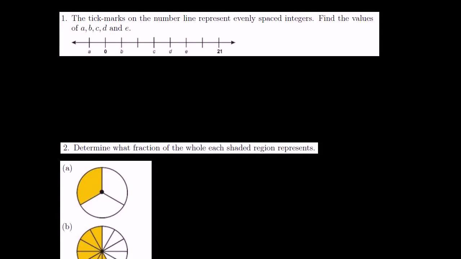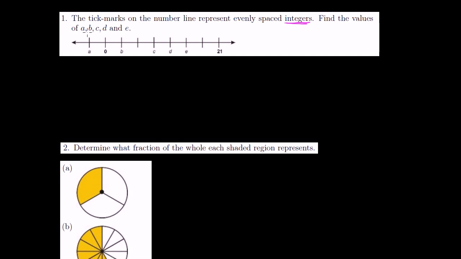Let's do some integer and rational number problems. So this first one here, the tick marks on the number line represent evenly spaced integers. And just in case you forgot what integers mean, that essentially is the counting numbers, including 0, and the negative counting numbers. So 1, 2, 3, 4, those are all integers. 0 is an integer. -1, -2, -3, and so on and so forth. There's all integers. You might imagine the whole numbers. Those are also another way of saying the integers.